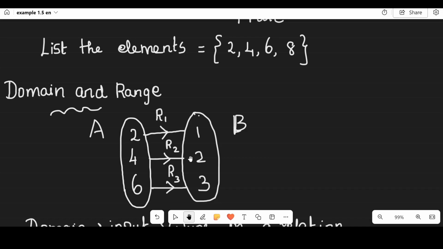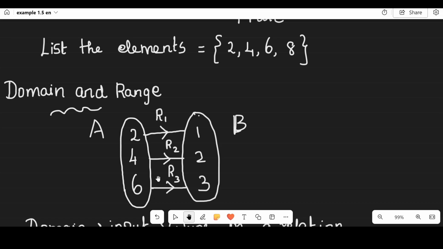Here, what is the domain and what is the range? Just look at this. In R1, this arrow mark, what is the input? 2 is the input, right? What is the output? 1 is the output. For R2, 4 is the input, 2 is the output. For R3, 6 is the input, 3 is the output.